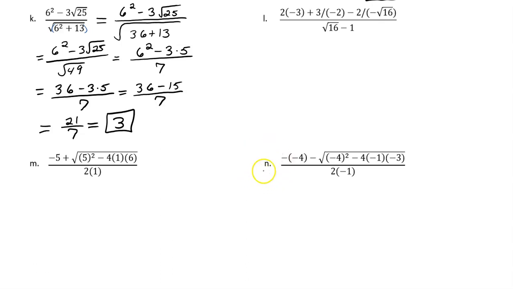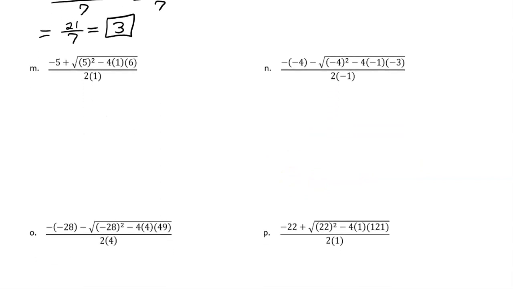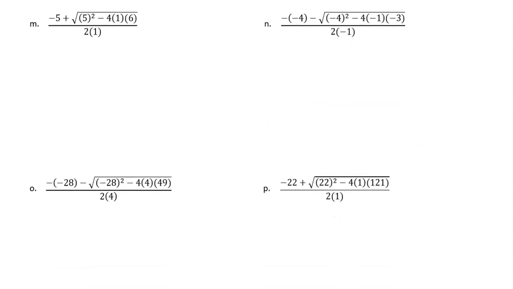And in example N, we have a special form of some values, and you're going to see where we use this in a future section, but for now, we're just going to practice how to evaluate it. So I'm going to, again, go to part N here. We have a negative of a -4 minus the square root of -4 squared minus 4 times -1 times -3, all of this divided by 2 times -1.